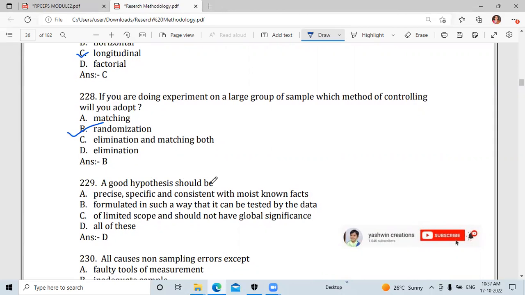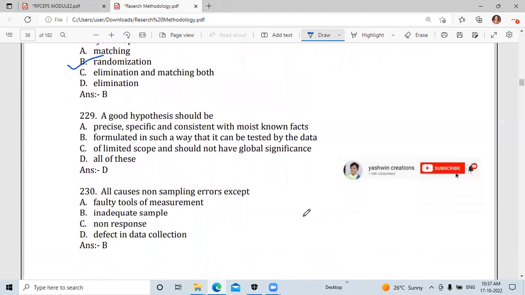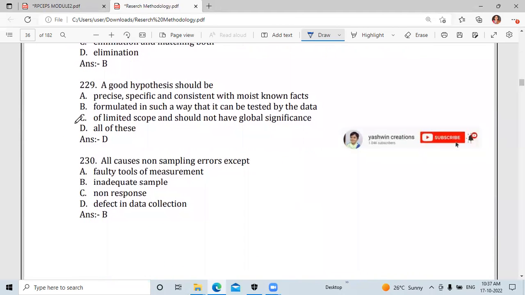A good hypothesis should be precise, specified, and consistent with most known facts, formulated in such a way that it can be tested by the data of limited scope and should not have global significance. All causes non-sampling errors except inadequate sample.